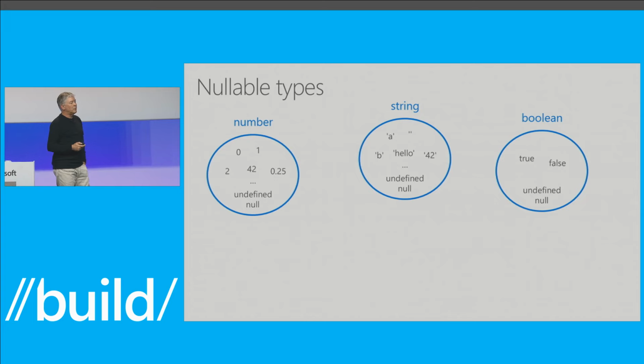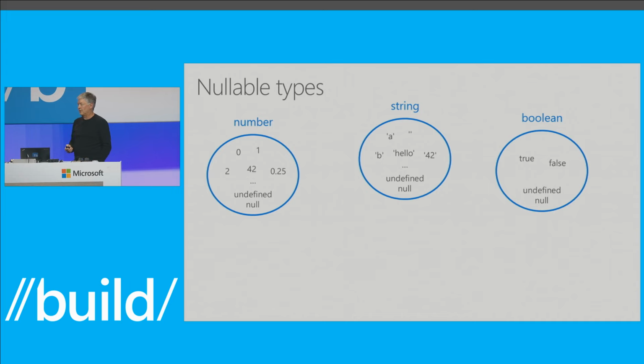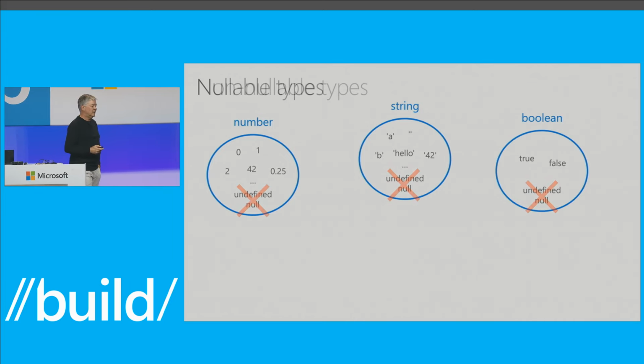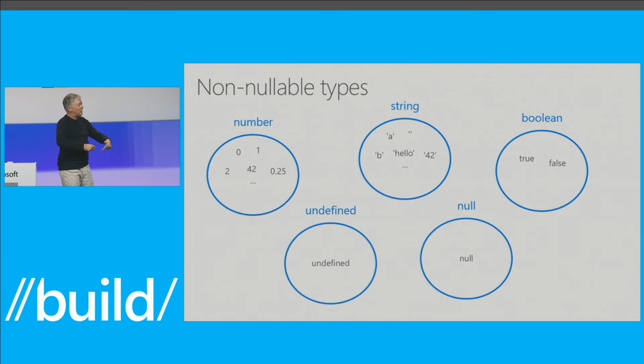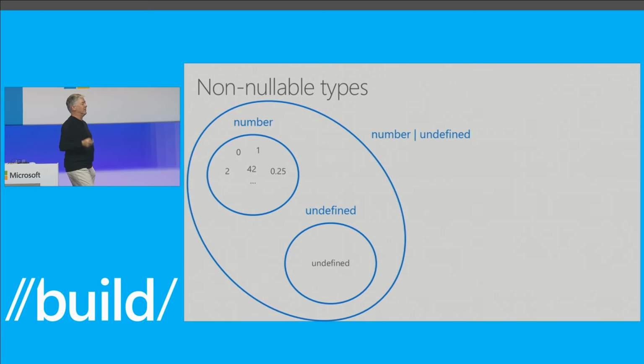Now, in TypeScript 2.0, we're introducing a new feature, a new compiler switch called strict null checks. And in strict null checks, we say undefined and null are no longer part of all of the types, meaning that a number is a number, a string is a string, a Boolean is only true or false. It can't be null or undefined. What we're doing is we're actually extracting them out to be two distinct types. There's a new type called undefined, whose only possible value is undefined, and a new type called null, whose only possible value is null. And then we allow you to use union types to put them together.